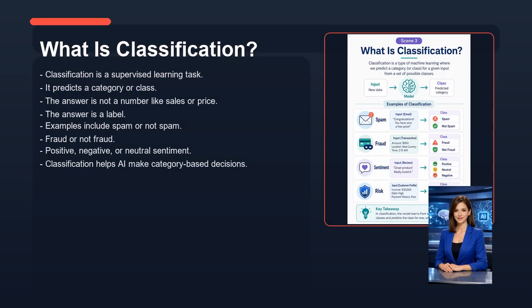Now let's look at what is classification. Classification is a supervised learning task. It predicts a category or class. The answer is not a number like sales or price. The answer is a label. Examples include spam or not spam, fraud or not fraud, positive, negative, or neutral sentiment. Classification helps AI make category-based decisions.